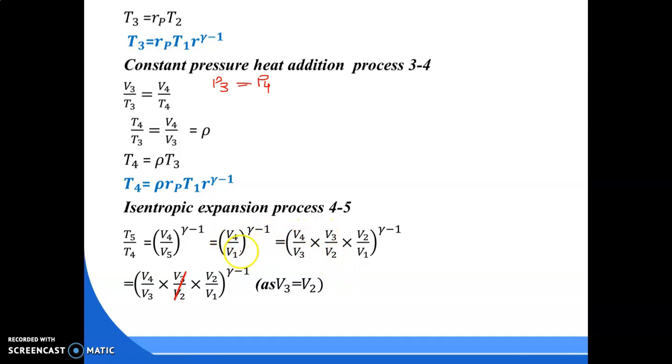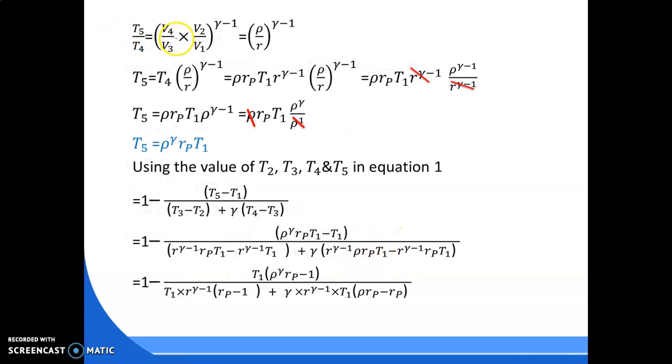Here we are applying the chain rule. V4 by V3, which is 3 to 4, then V3 by V2, which is 2 to 3, then V2 by V1, which is 2 to 1. So it becomes V4 by V3 into V3 by V2 into V2 by V1, all to the power gamma minus 1. We know that V3 is equal to V2 because 2 to 3 is a constant volume process, so that will cancel out. What is left? V4 by V3 is rho, and V2 by V1 is 1 by r. So it becomes rho by r to the power gamma minus 1.